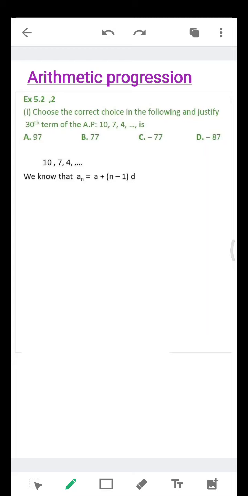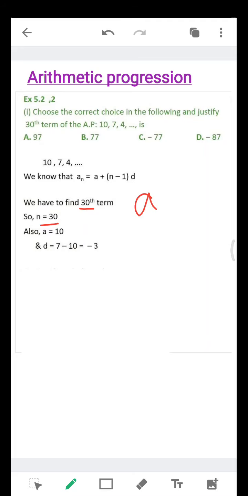So we have taken the formula. Now we'll find the values of a, n and d. We have to find the 30th term, so n is 30. When you have to find the 30th term, the n value is clearly 30. a is the first term, as I said before, and d is the common difference, that is the second term minus the first term. 7 minus 10, that is minus 3. So we have got all the values a, n and d.